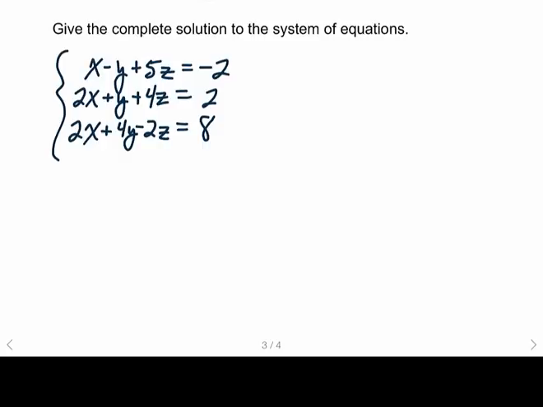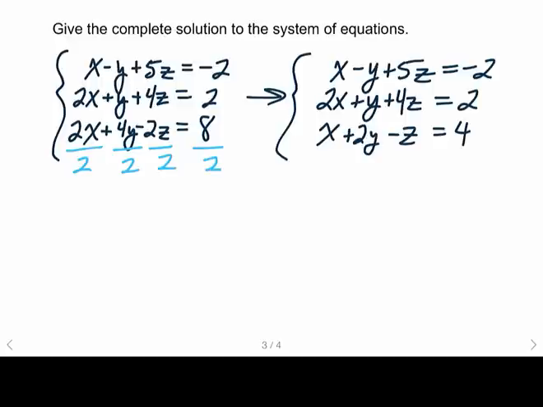Next, we're asked to give the complete solution to the system of equations, and our system is x minus y plus 5z equals negative 2, 2x plus y plus 4z equals 2, 2x plus 4y minus 2z is equal to 8. Not necessary for our process, but I'm noticing that all of the numbers in the third equation are even, so I'm just going to go ahead and cut those down to size. You can do that at any time when you're solving a system of equations. Let me rewrite this system. Okay, so my new equation 3 is x plus 2y minus z is equal to 4.